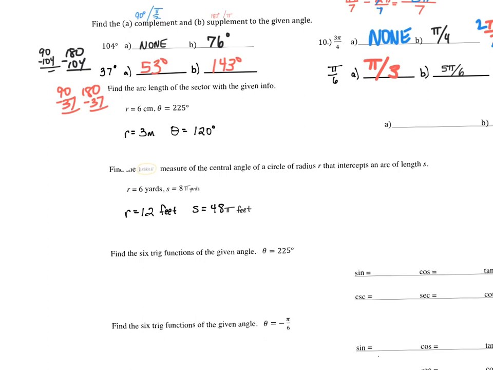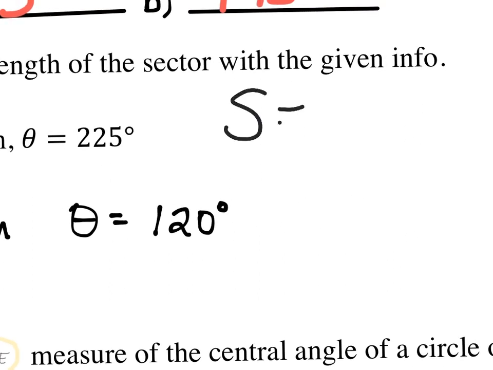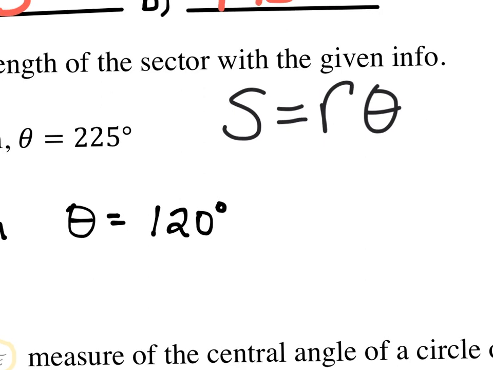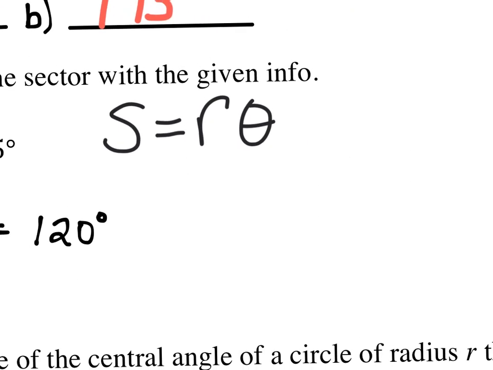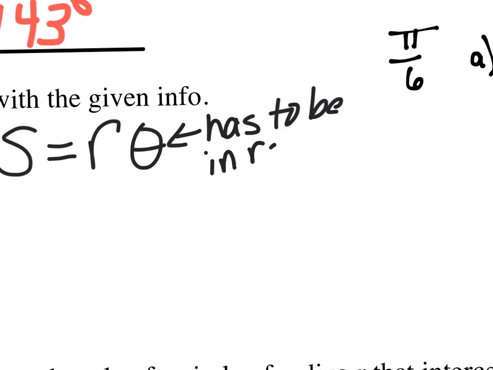All right, let's pay close attention to these next few, because these are the ones that are a little more difficult. It says find the arc length of the sector given the information. So arc length, remember our formula is S equals R times theta. I'm not giving you that, you need to know that. What do we know about our theta? It has to be in what? Radians. Has to be in radians.